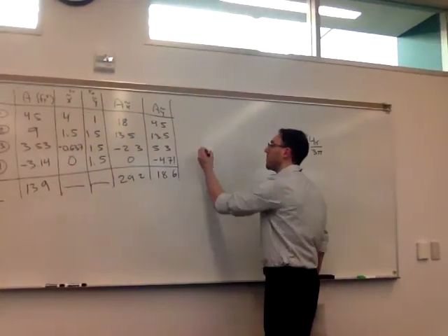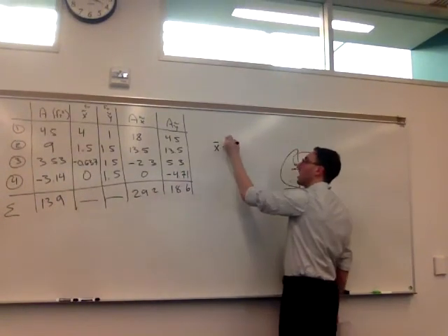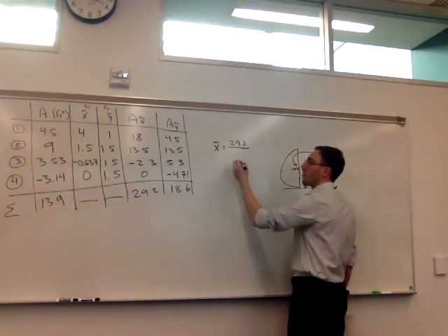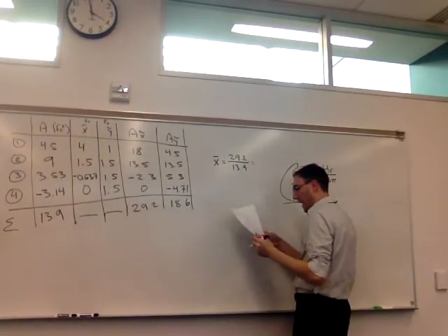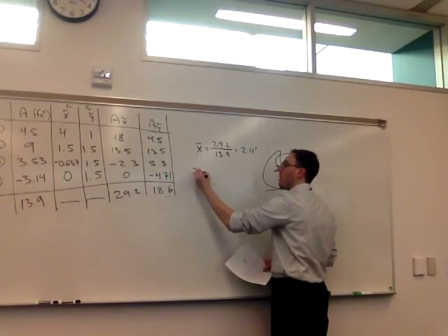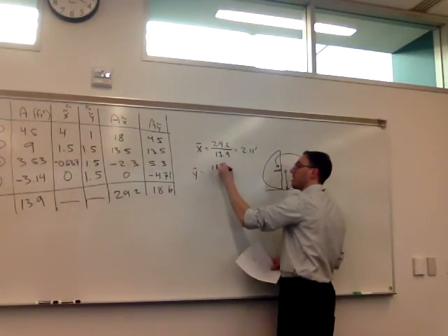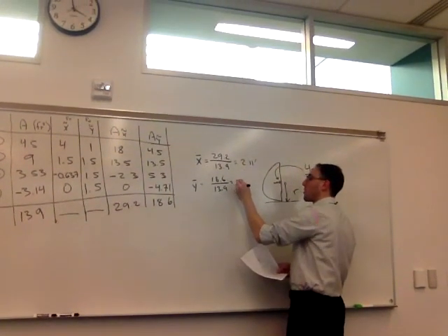So finally, we're ready. We can find the centroid of our shape. So x bar will be the 29.2 over 13.9. So for x bar, we get 2.11 feet. Y bar will take the 18.6 over the 13.9, and we get 1.34 feet.